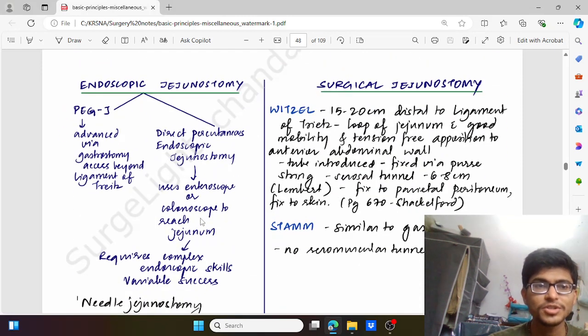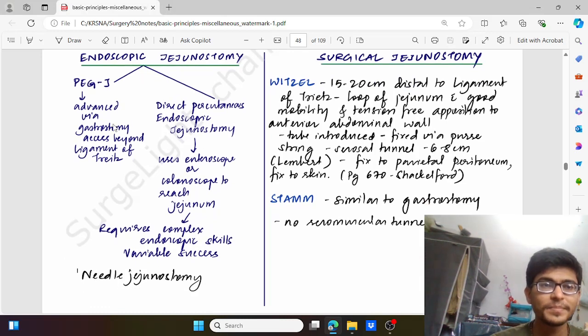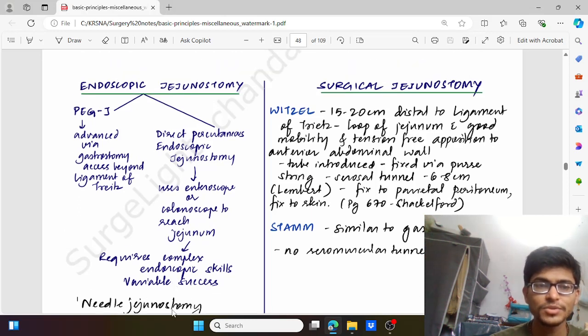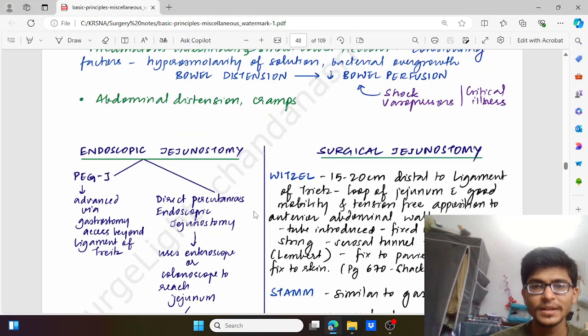Now endoscopic jejunostomy, that is PEG jejunostomy, where we advance the gastrostomy access beyond the ligament of Treitz, or direct percutaneous endoscopic jejunostomy, where we use an enteroscope or colonoscope to reach the jejunum. It requires special scopes and complex video endoscopic skills. It has variable success, and here we use needle jejunostomy.